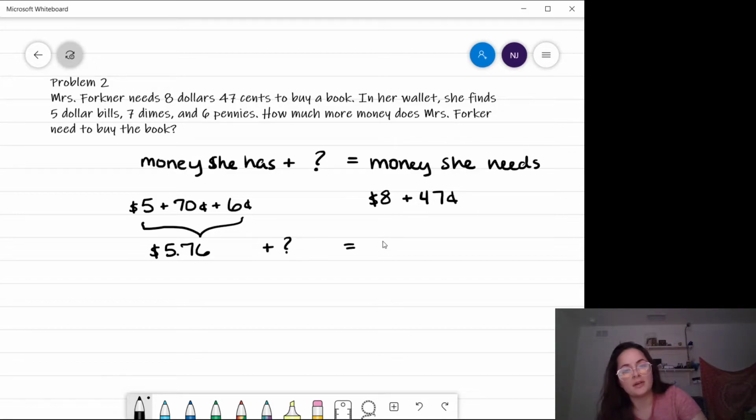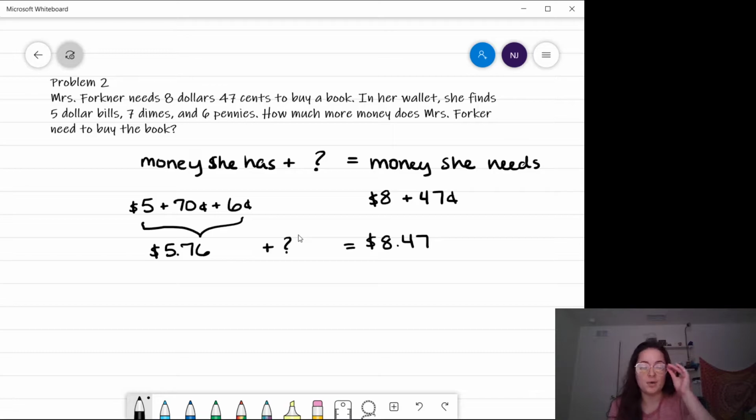So altogether, that's going to be $8.47 that she needs. So I'm thinking I know a part, I don't know the other part, and I know the whole. What does she need at the end altogether? So that tells me this is a subtraction problem.